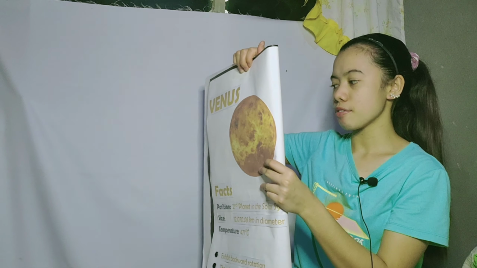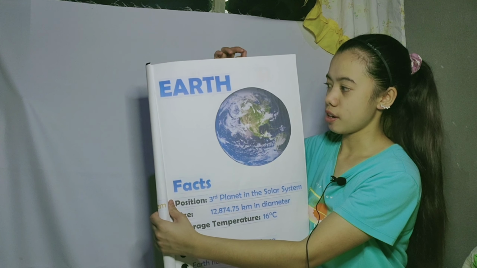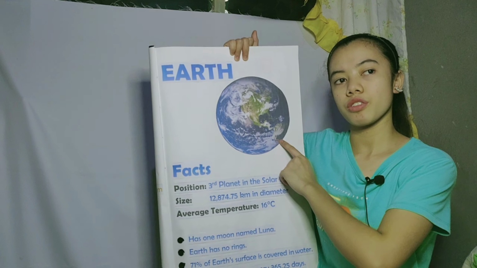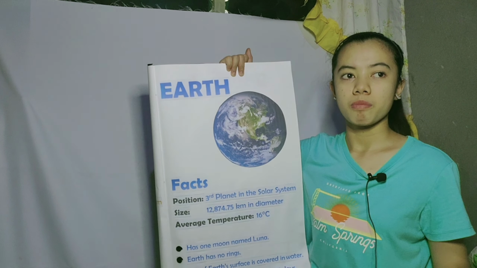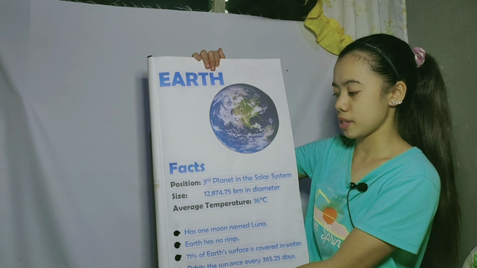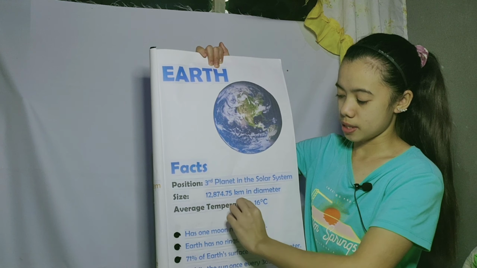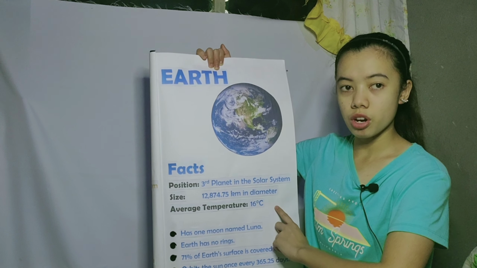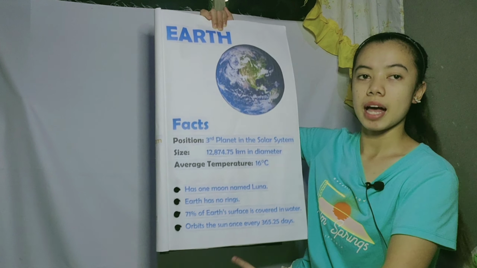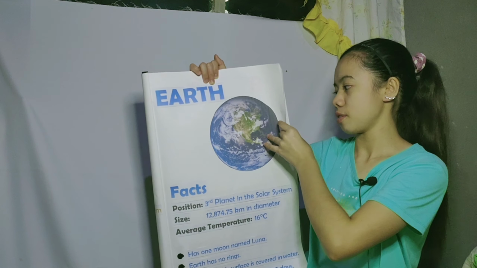Next, we have our very own Earth. Here we also have the Earth name, then the image of Earth, basically taken from space. The facts about Earth: it's the 3rd planet in the solar system, and we also give the size and then the average temperature for Earth. And then we also have some additional facts for Earth.